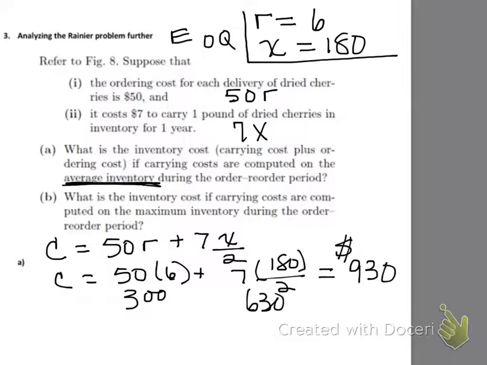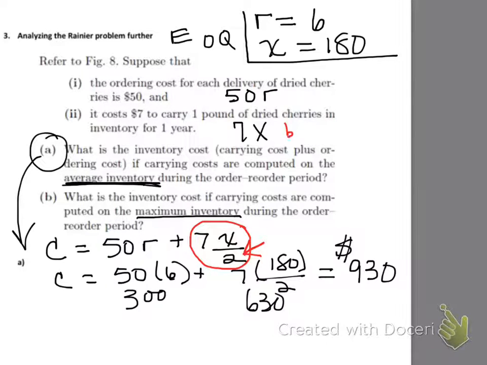Okay, then on the next page, we're going to figure out, all right, if we have instead an inventory cost, and maybe we'll do it right here. So here is A. Let's see if we can figure out what B would be. And how does B change what I have for A? B says, what is the inventory cost if carrying costs are computed on the maximum inventory? So, changing to red, what changes? Right here changes. Instead of computing it on the average, which I get by dividing by 2, I don't divide by 2.